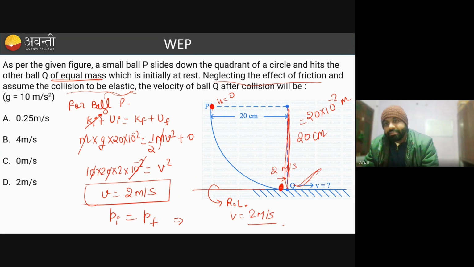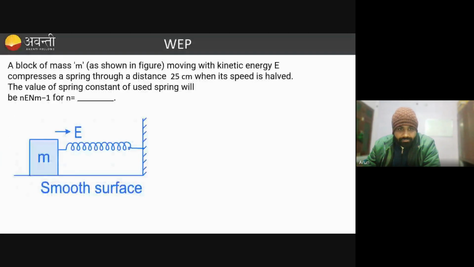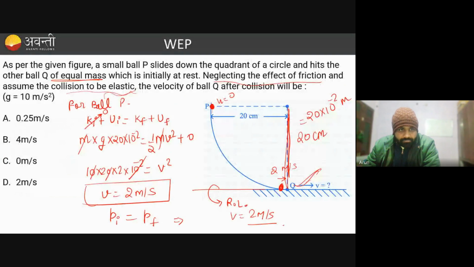So in elastic collision, same velocity will be imparted, but after the collision, the direction of the velocity will be different, which means if Q is moving in this direction, then V will move in the opposite direction, because finally we have to conserve the momentum, no? Okay. Option D is the correct option. Got it?